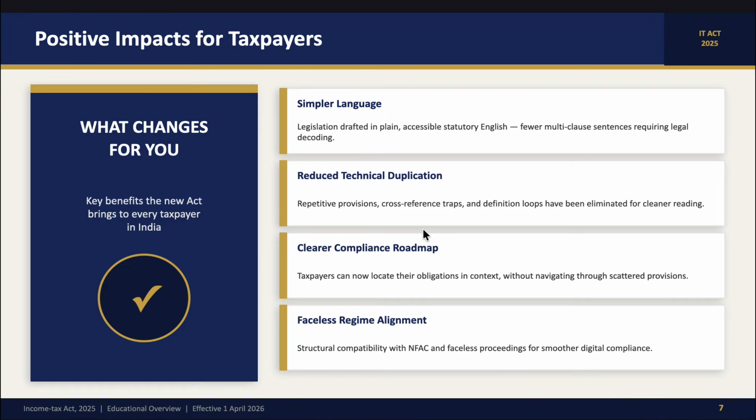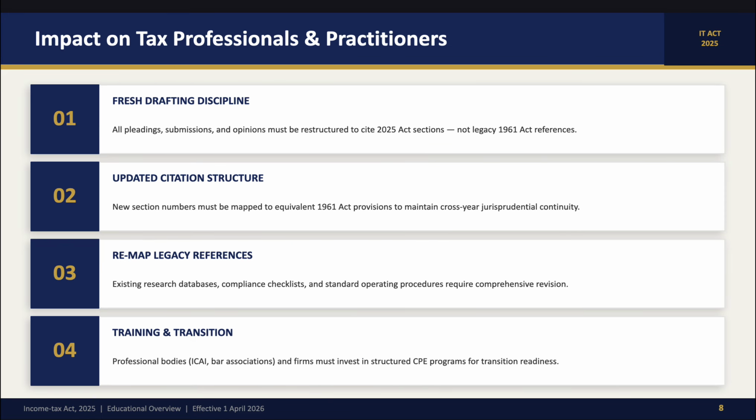So reduced technical duplication: repetitive provisions, cross-reference traps, and definition loops have been eliminated for cleaner reading. This is more important. A law that is easier to read is easier to comply with. This is the basic idea. So, a clearer compliance roadmap: taxpayers can now locate their obligations in context without navigating through scattered provisions. Faceless regime alignment: structural compatibility with NFAC, that means National Faceless Appeal Centre, and faceless proceedings for smoother digital compliance. This is important. Anyway, the government's objective is to move to a better and more compliant system.